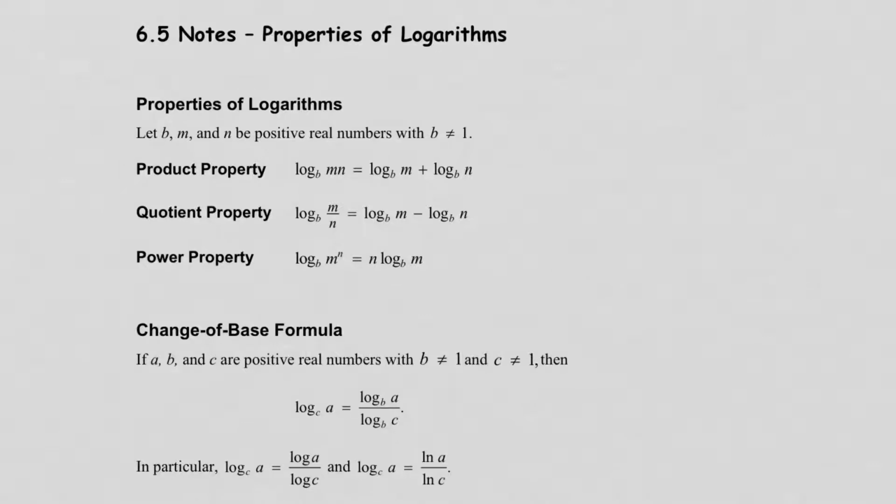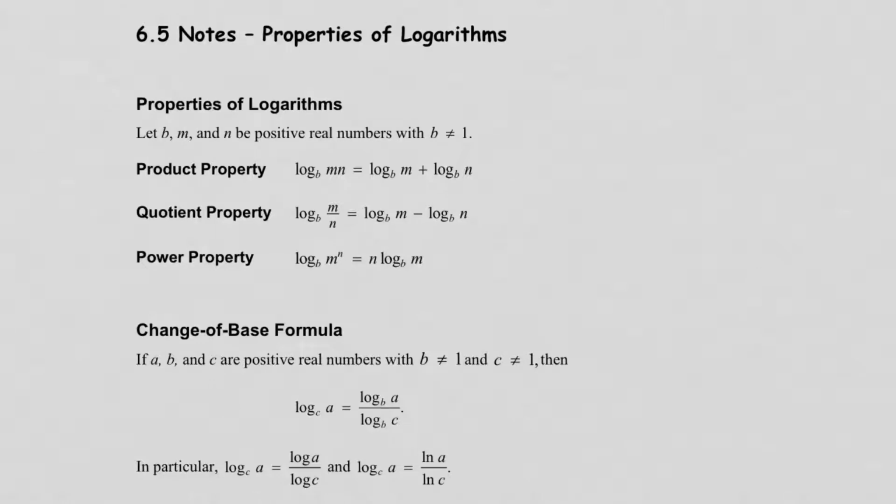We're going to be talking about the properties of logarithms. So let b, m, and n be positive real numbers where b is not equal to 1. And you can look back at previous lessons if you want to refresh yourself on why we want that to be the case. The product property, we're talking about when we see that something is multiplied, we know we can expand it by adding, or if something is added, we know we can condense it using multiplication.